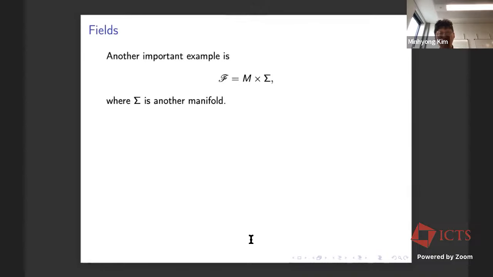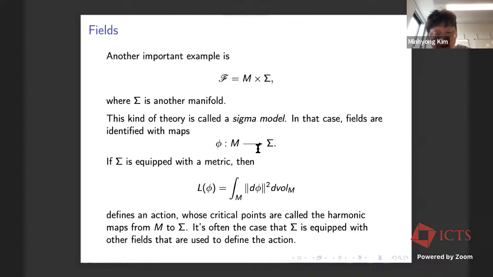But another important example, the last one I'll give you, is when the fiber bundle is just a product, M cross sigma for some other manifold, sigma. In that case, physicists call it a sigma model. I don't know why, maybe because somebody also calls the manifold sigma. But anyways, the fields in this case, the sections of this bundle, can be identified with maps from the space-time manifold to sigma. And that's also a very important class of fields. For example, when you're doing string theory, this kind of field is important.